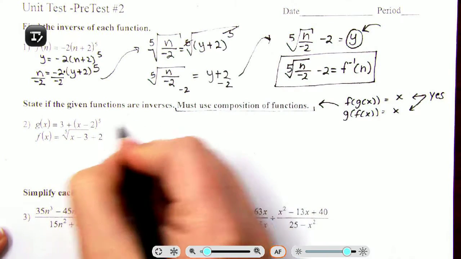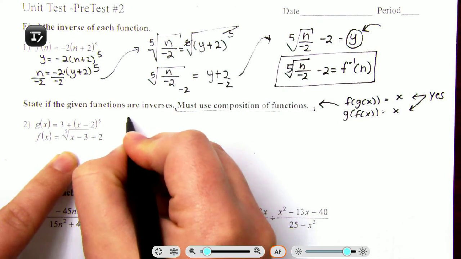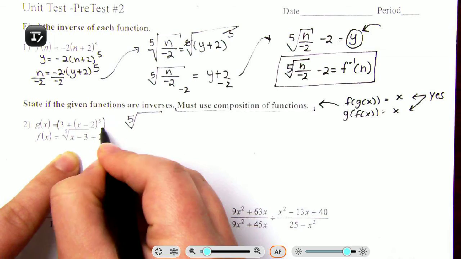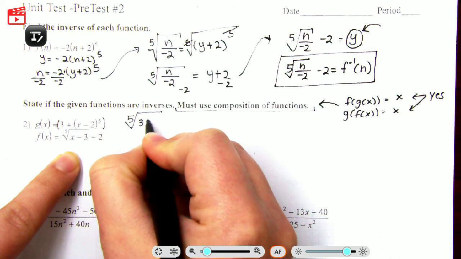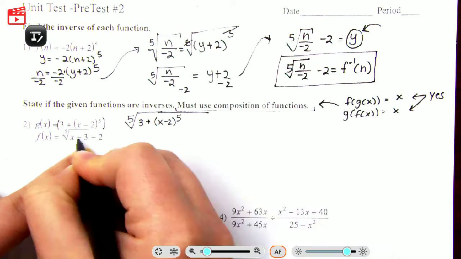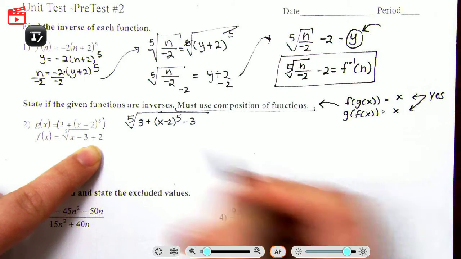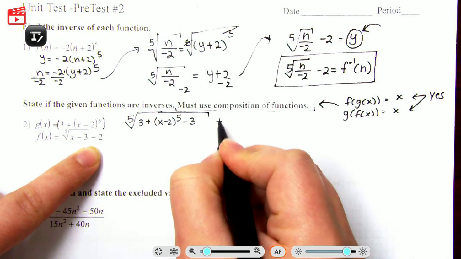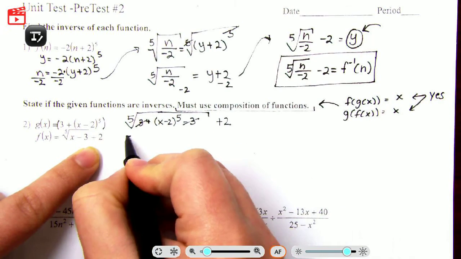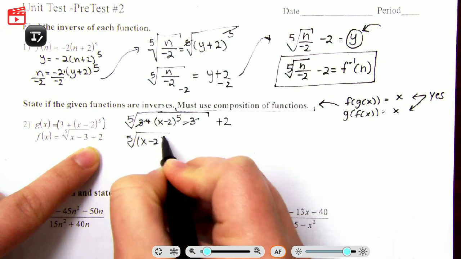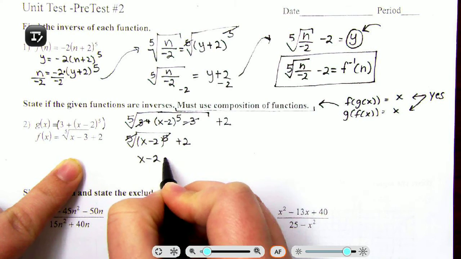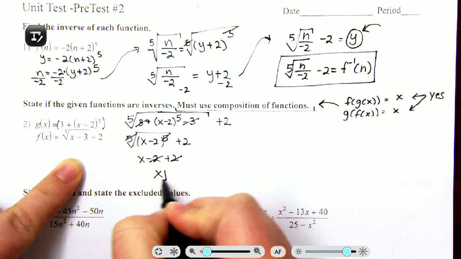Okay, so let's start. F of g of x. So we have 5th root of x minus 3. So instead of x, I'm going to be writing the entire thing here: 3 plus x minus 2 to the 5th power. Then I have minus 3 inside. Then I have my plus 2 on the outside. Simplify that. I have a plus 3 minus 3. Then I have 5th root of x minus 2 to the 5th power. Plus 2 is on the outside. These undo each other, so I have x minus 2 plus 2. These undo each other, so I have x.